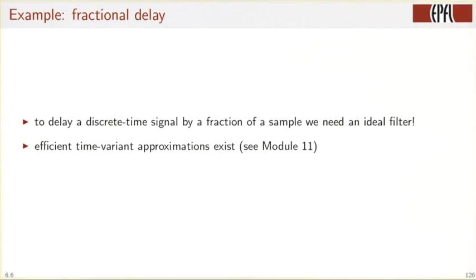So to delay a discrete time signal by a fraction of a sample, we would need an ideal filter. That would not be so easy to achieve. We're going to see efficient time-variant approximations, but that comes later here in this class.